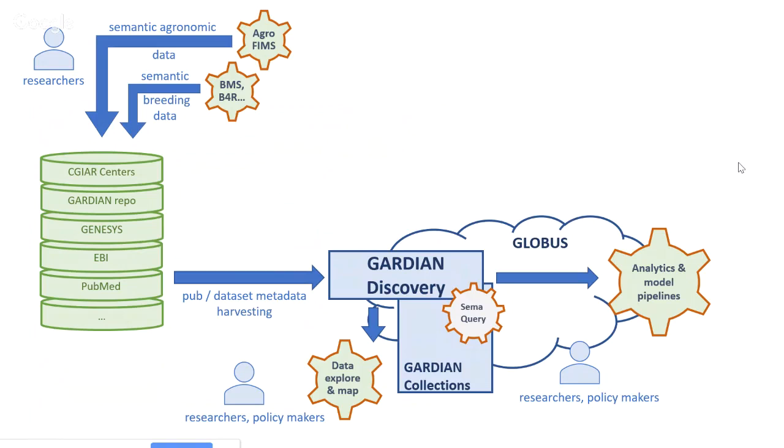We also have some breeding tools that are already in use, the breeding management system, the breeding for research effort, that will produce semantically enabled data. Again, all of this is going to go into repositories. GARDIAN can get it. So now we're building that pool of semantically enabled data that makes the semantic query easier, and then the analytical pipelines get easier as well.